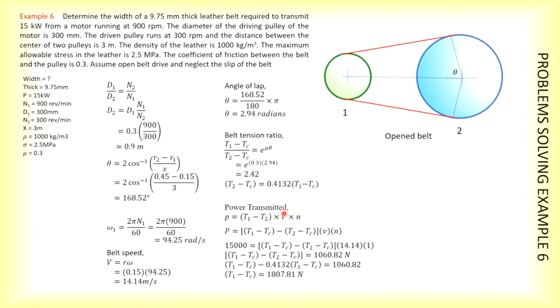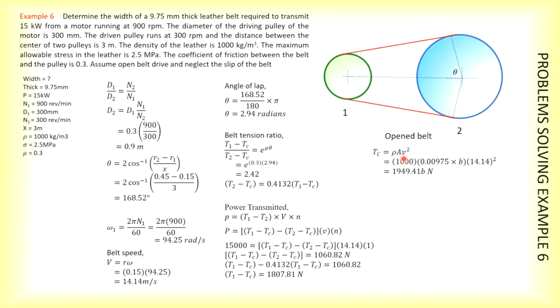So we know the power transmission. You can write it in this form, or this form. Because we are taking TC into account, we wrote it this way. From here, what I need to substitute is T2 minus TC. So replace this T2 minus TC with 0.4132 TC. Then you will be getting everything in terms of T1 minus TC. T1 minus TC is equal to 1807.81 Newton.